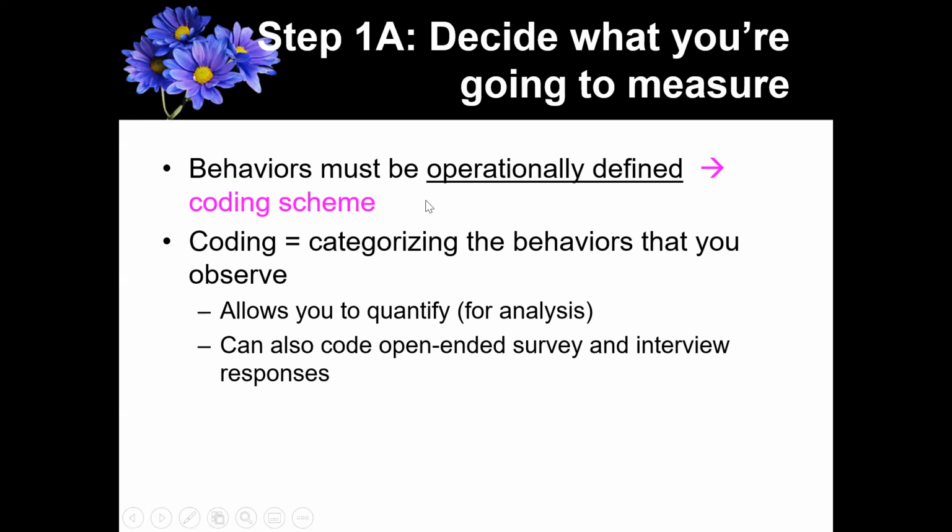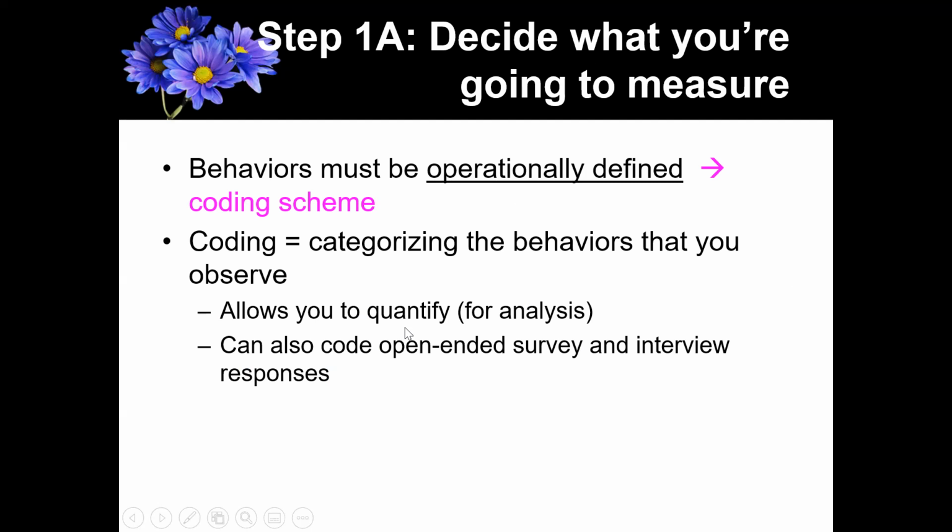So with observational measures, we have to, like we've said before, operationally define some kind of behavior. Remember that an operational definition is how you convert something you're interested in, some construct, some process, some thought, some line of thinking into an actual numerical measure that you're going to analyze. And then we're going to code those behaviors that you observe.